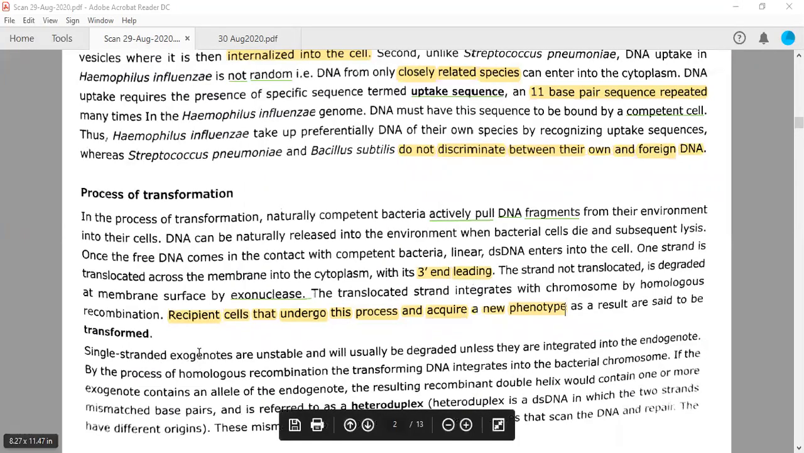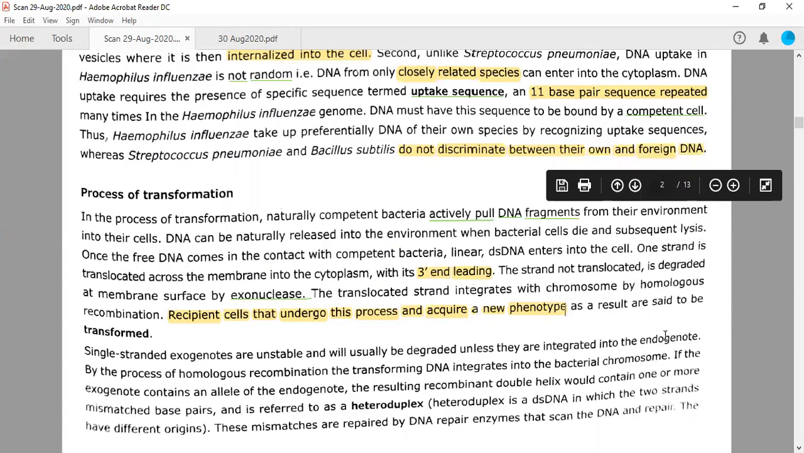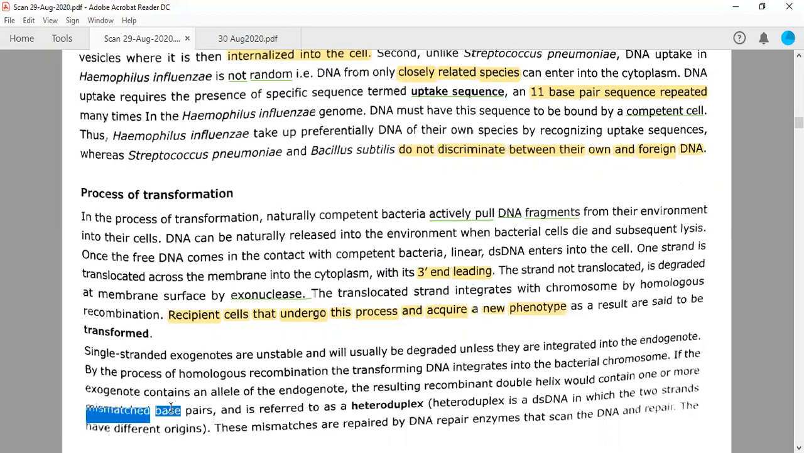Single-stranded exogenotes are unstable and will usually be degraded unless they are integrated into the chromosome or endogenote. So there is a requirement that they should be integrated into the endogenote, otherwise they will be degraded because they are single-stranded and highly unstable, right? By the process of homologous recombination, the transforming DNA integrates into the bacterial chromosome. If the exogenote contains an allele of the endogenote, the resulting recombinant double helix would contain one or more mismatched base pairs and is therefore referred to as heteroduplex.